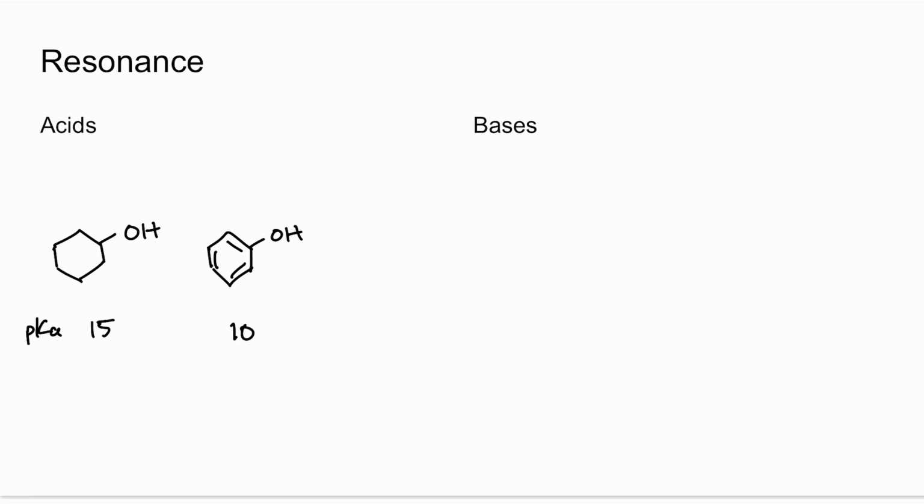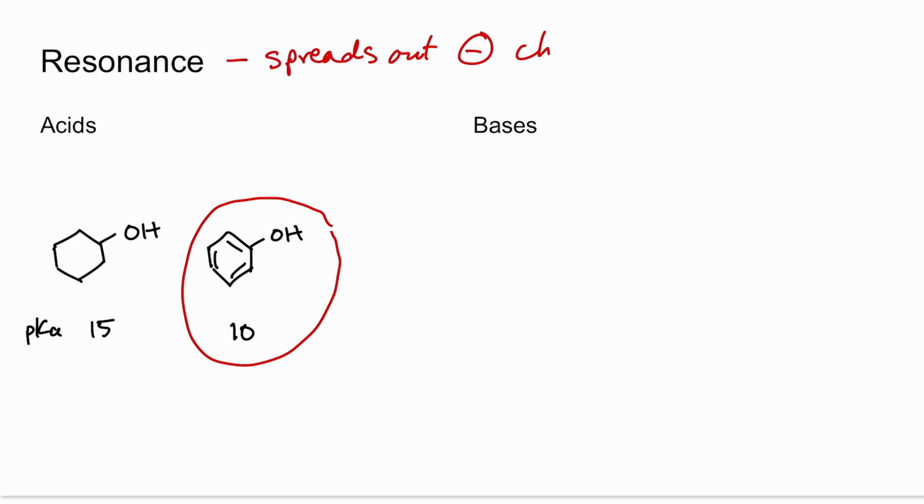Remember that lower pKa values give you stronger acids. So the resonance stabilized acid is going to be more reactive. Why is this? It's because resonance spreads out negative charges. It spreads out electrons. There can be more places that electrons can go, and that makes more stable bases, because bases deal with negative charges. So resonance always gives you weaker bases and stronger acids.